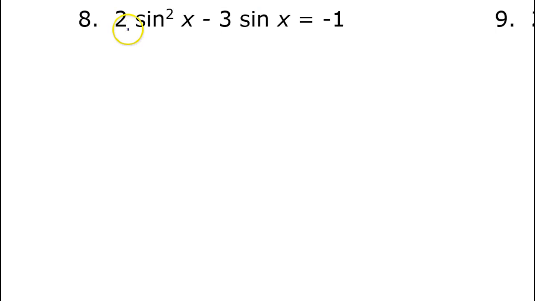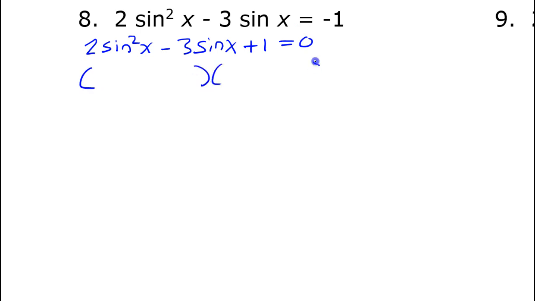For number 8, luckily it's all one kind of trig function. It's all sine. So all I have to do is add 1 to both sides. So I've got 2 sine squared x minus 3 sine x plus 1 is equal to 0. And it's time to factor right away. So first term, 2 sine squared can only be 2 sine x times sine x. Skip to the third term, 1. 1 can only be 1 times 1.